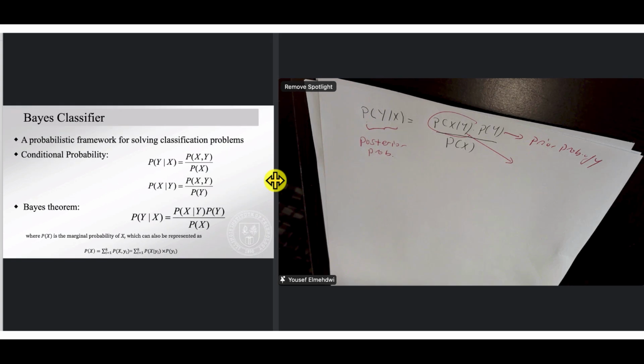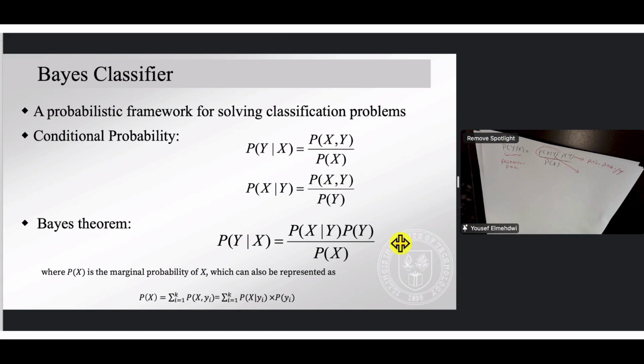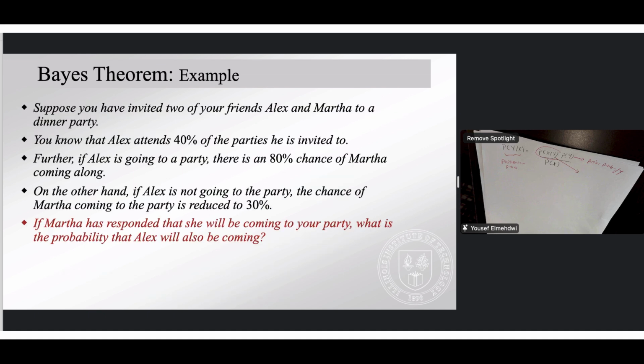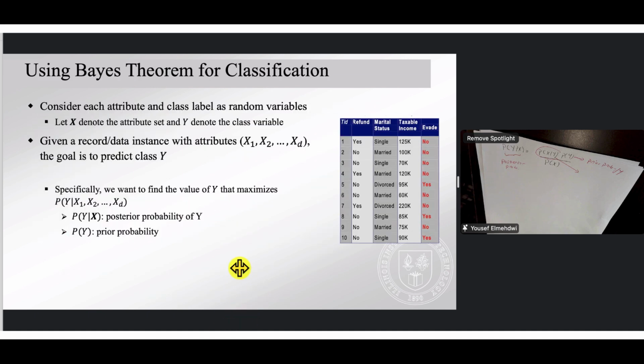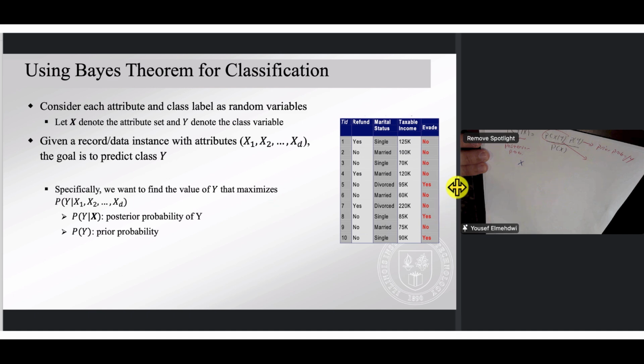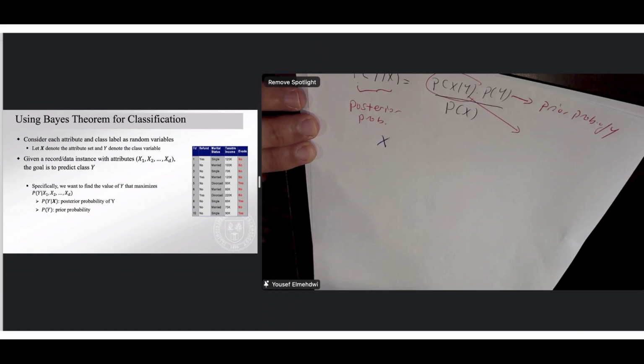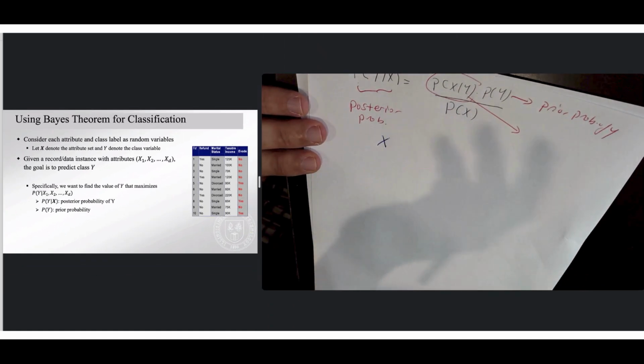So generally speaking, when you're using the Bayes theorem for classification, it involves treating each attribute and the class label as a random variable, as we did last time. We tried to formalize the classification problem. Assume that x and y are two random variables. Last time, x represents the set of attributes, the attribute set, and y is the class variable, right?